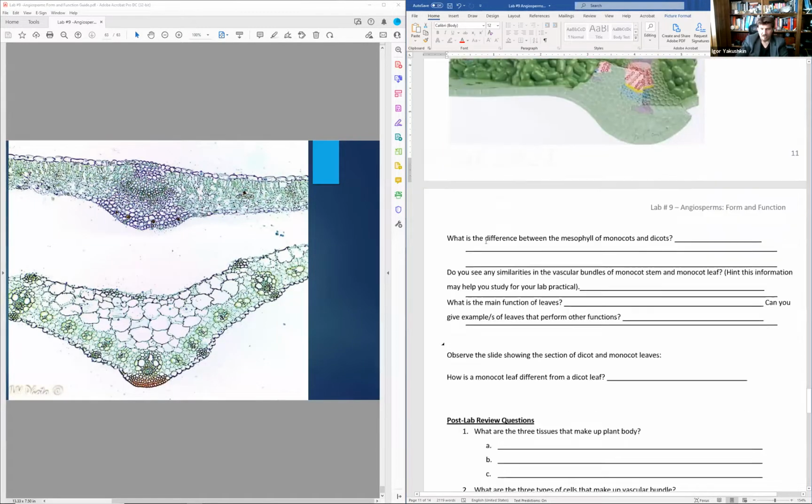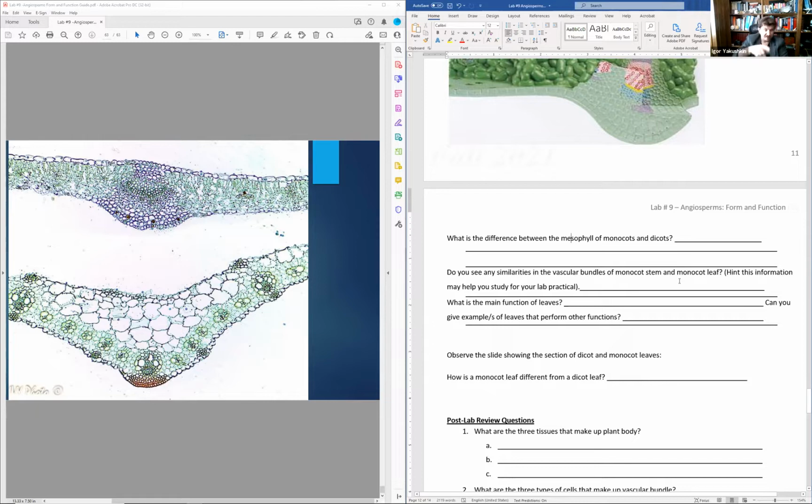All right, what is the difference between the mesophyll in monocots and dicots? In the dicots, you have two layers of the mesophyll, palisade parenchyma and spongy parenchyma. In monocots, the mesophyll is essentially all spongy. Do you see any similarities in the vascular bundles on a monocot and dicot stem?